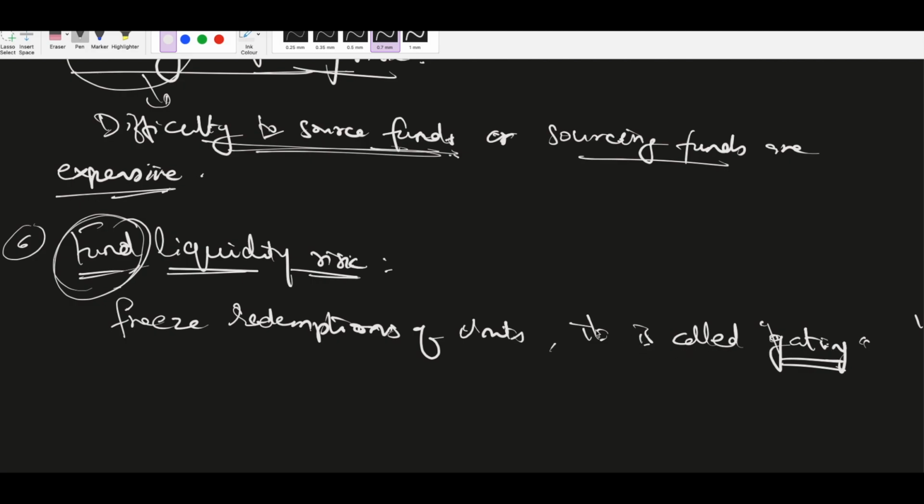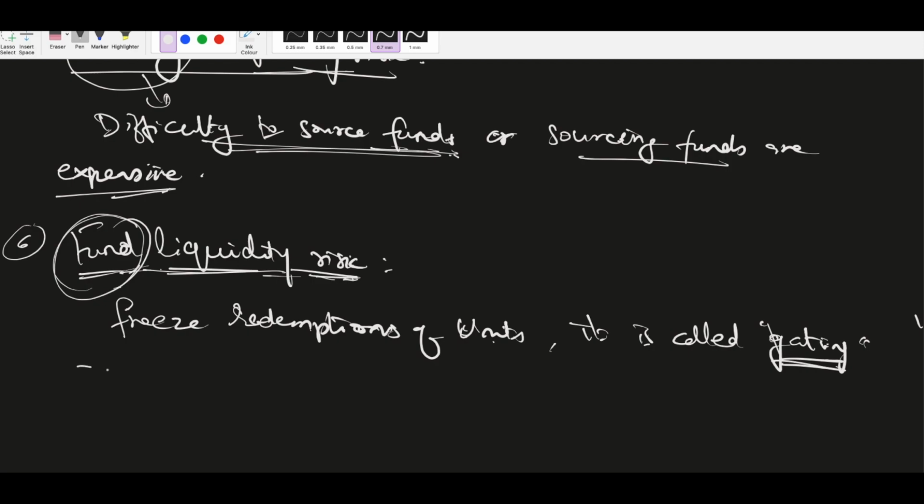Okay, so when they do this gating or freezing redemption of units, this can further aggravate the situation, and this can lead to more redemptions. Such a situation is called fund liquidity risk, when the fund is unable to pay off the redemptions of units. So these are some of the terms associated with liquidity risk.